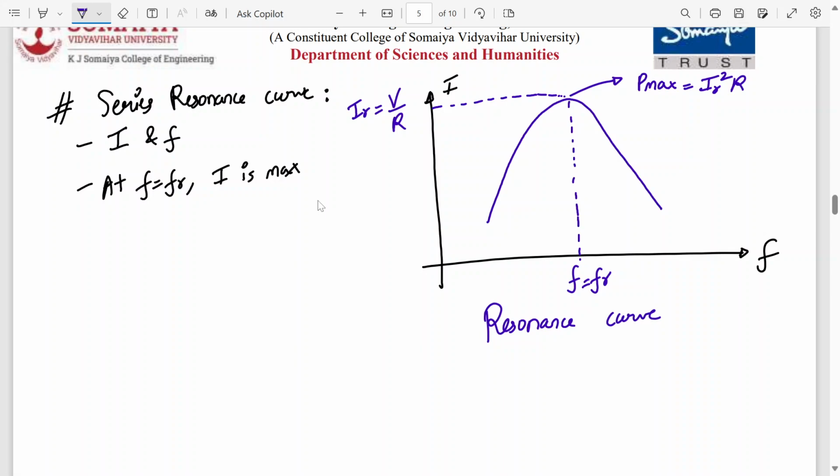Can you tell me at lower frequencies what is happening? XL is proportional to frequency, XC is inversely proportional to frequency. So at lower frequency, which is greater? XC is greater than XL. And at F equal to FR, XC is equal to XL. And at higher frequency, XL becomes greater than XC.